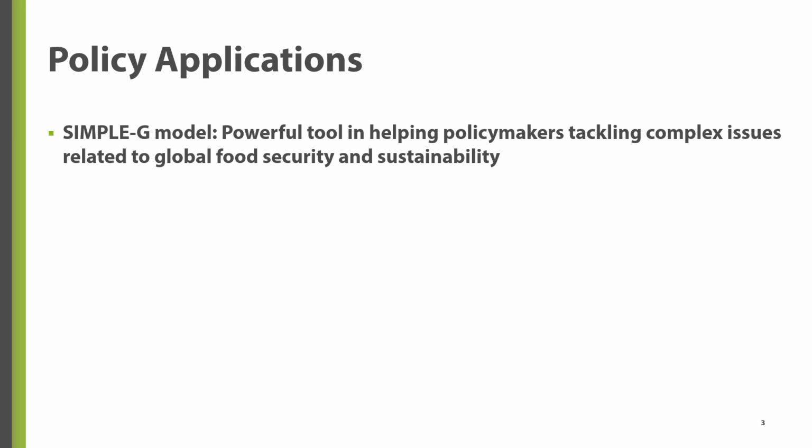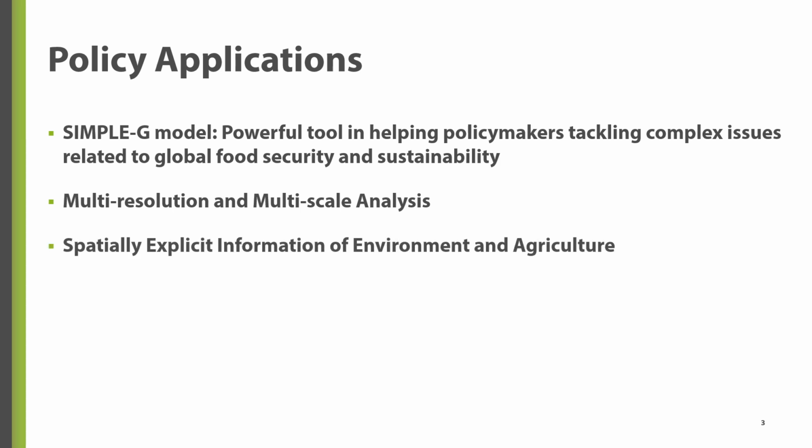The Simple-G model can be a powerful tool in helping policymakers tackling complex issues related to global food security and sustainability. Its multi-resolution and multi-scale analysis capabilities allow for a nuanced understanding of how local and global factors are connected. By incorporating spatially explicit information, Simple-G can pinpoint areas most vulnerable to food insecurity due to factors like drought or economic changes. This detailed analysis helps inform policy decisions by highlighting regions that require targeted interventions.